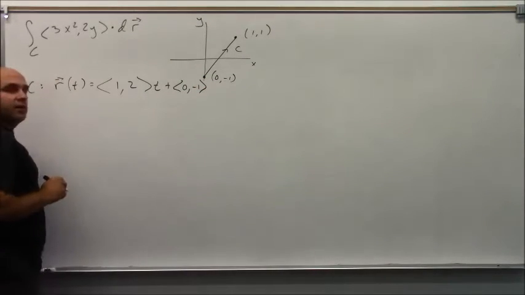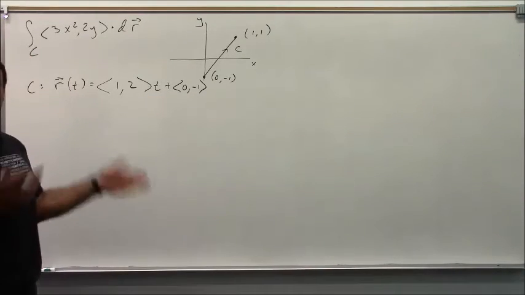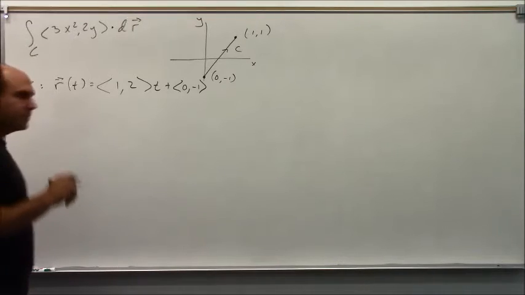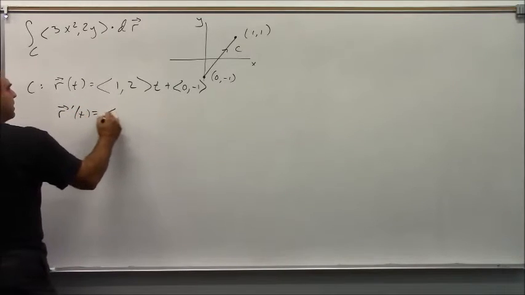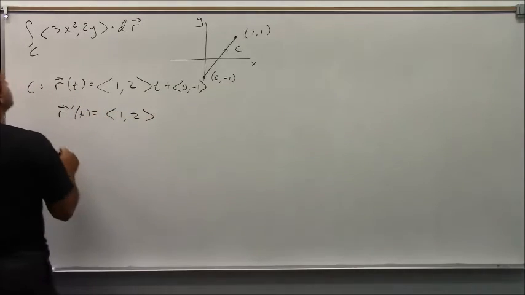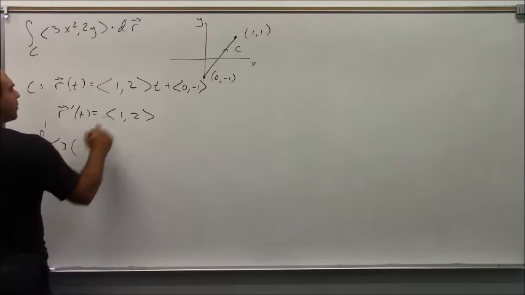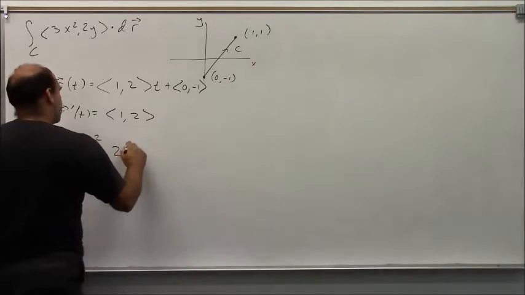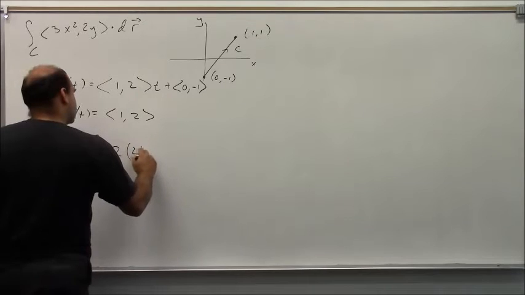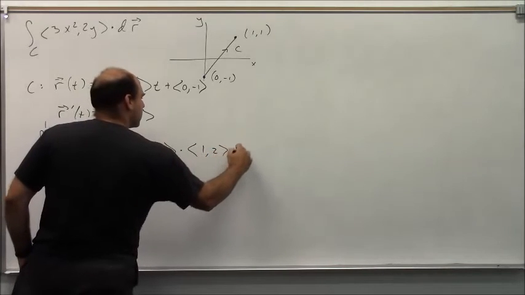And what I need for dr, so if you didn't already work through the whole problem when you paused the first time, pause here and work through the rest of the problem and see what you get. Here's my attempt. What I need for this is r'(t), which will just be (1, 2). So I'll do the path integral from 0 to 1 of (3x², 2y), where x is t plus 0, and y is 2t minus 1, dot (1, 2) dt.